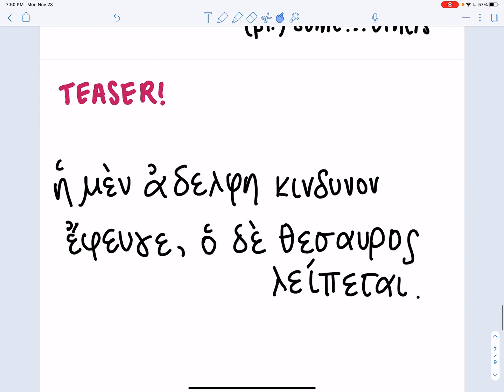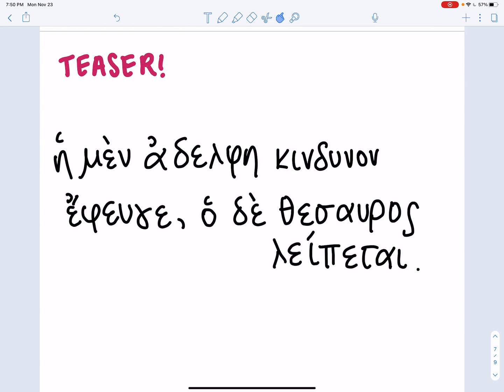So here we are, at the very end of the lesson, onto our teaser for next week. This sentence, I'm not really sure if it makes sense in terms of context for what might be happening here, but I thought it was a nice example, and I stuck together some words that I thought we could use to really solidify what we learned today. So, he men adelphe, kindunon, ephelge, ha de thesauros lepetai. Okay, so pretty long sentence for what we've been doing in the past, right?